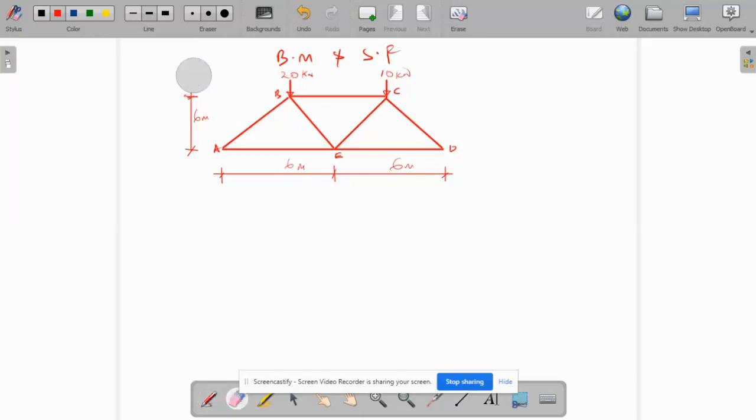So let's clean this up. Okay, this is what we have. 6 meters loaded with two point loads of 20 kilonewton and 10 kilonewton respectively.